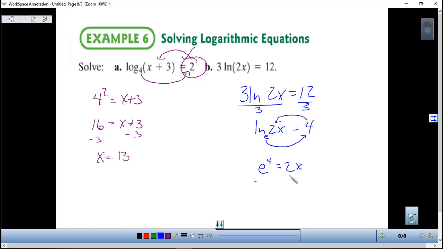And then once we get there, we can divide both sides by 2. And we know that x is going to be e to the 4th divided by 2, or 1/2 e to the 4th. And you can find out what that decimal was if you needed it.